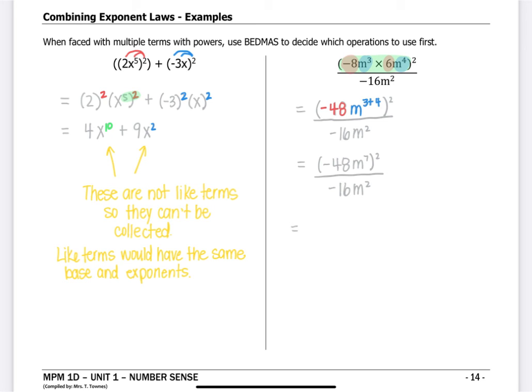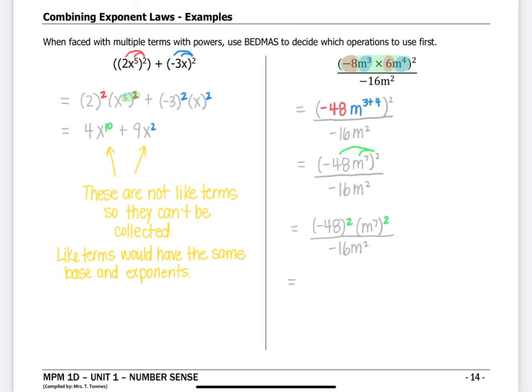As we deal with the numerator, we're going to need to once again recognize that that 2 is applying to both components within the brackets. So we're going to need to write out the negative 48 raised to the power of 2 and the m to the power of 7 also raised to the power of 2. Once again, we'll keep the denominator the same for now. There's nothing we can do with it until we've simplified the numerator.